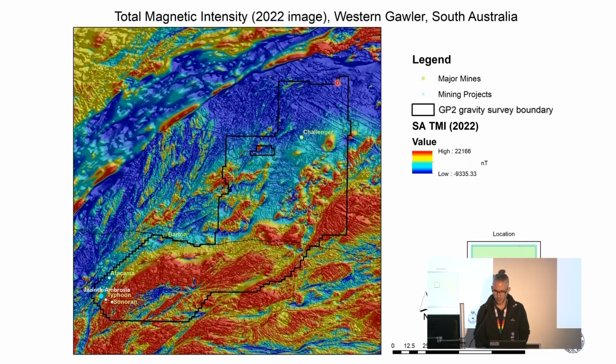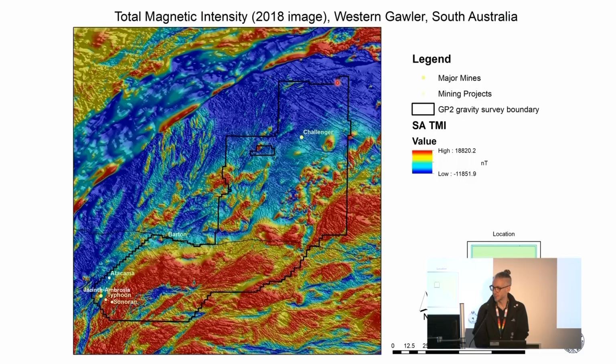The real bonus of the GCAS data is really in the detail. If I jump back in time to our previous state image, we can still see a lot of those features. We can still see the shear zones. We can still see the dolerite dikes.